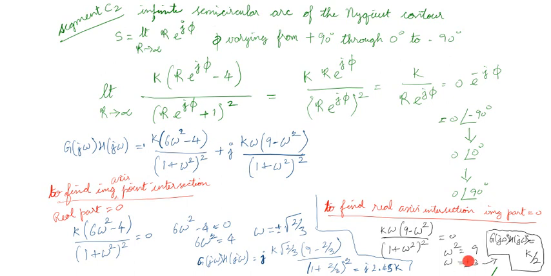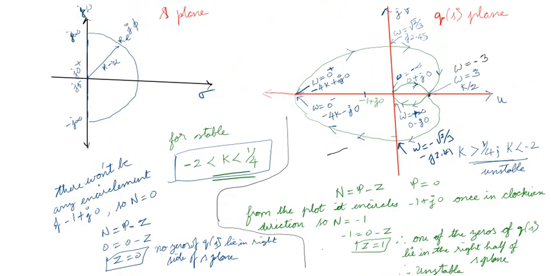If I put plus or minus 3, this term becomes 0 for plus 3 or minus 3. So I put it here. On solving this, I get k by 2. Substitute omega equal to 3 in this term, and I get k by 2. So at omega equal to 3 or omega equal to minus 3, this term becomes k by 2.